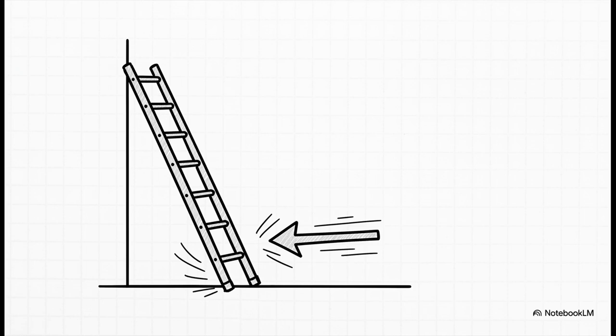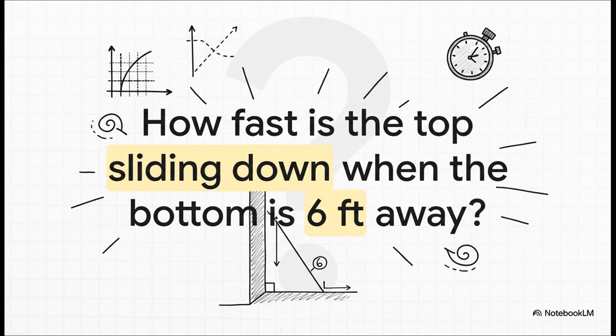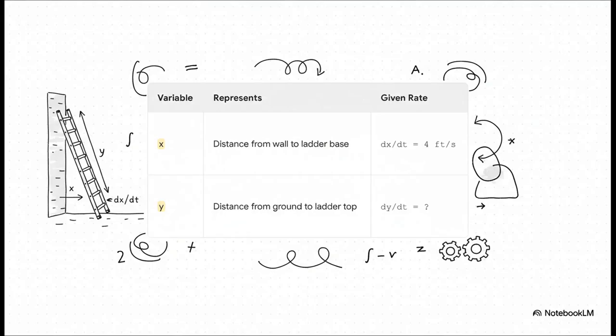But the bottom starts sliding away from the wall, moving horizontally at a steady speed of 4 feet per second. Now, if the bottom is sliding out, the top has to be sliding down, right? So the question we have to answer is this: exactly how fast is the top of that ladder sliding down the wall at that one specific moment when the bottom is 6 feet away from it? All right, time to follow our own rules. Let's set up some variables.